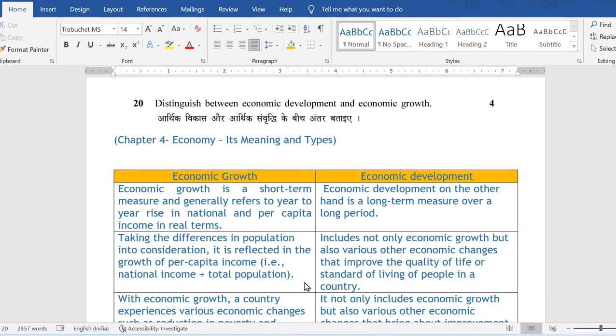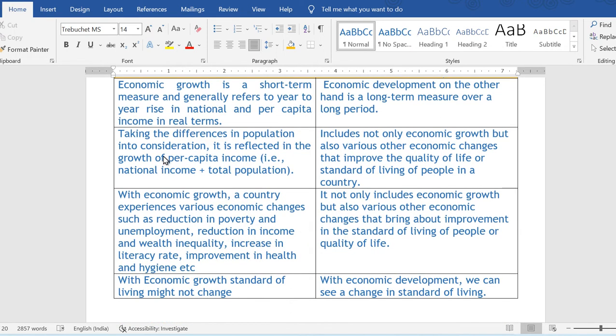Question number 20. Distinguish between economic development and economic growth. This is a 4-mark question from the chapter 4, Economy, its meaning and types. Economic growth is a short-term measure and generally refers to year-to-year rise in national and per capita income in real terms. Whereas economic development, on the other hand, is a long-term measure over a long period of time. Economic growth, taking the differences in population into consideration, reflects in the growth of the per capita income.